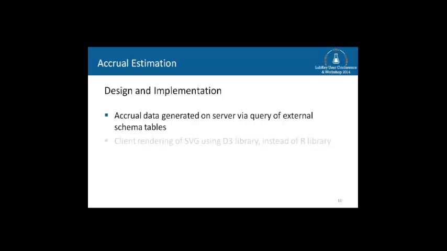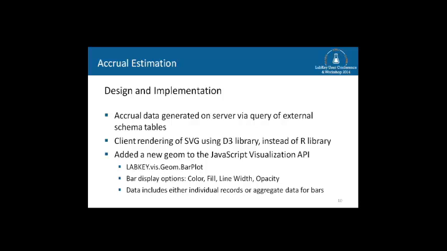That's then passed back down to the client to JavaScript, which uses the D3 library discussed in the LabKey visualization API, the same library that's used to generate an SVG in this case, which can then be interacted with and updated based on your various different filters applied in the application. With this, in order to implement this, we added a new bar plot geome to the LabKey visualization API. So that whole visualization you saw was generated using the LabKey visualization API.